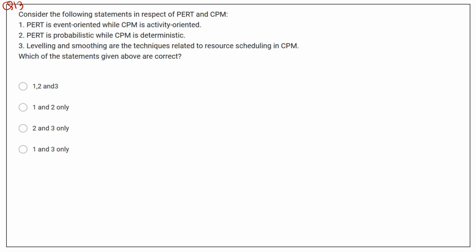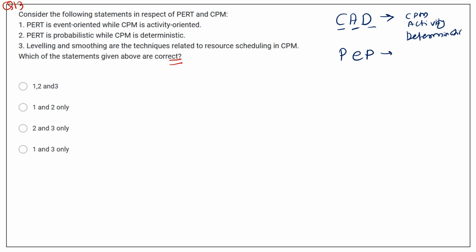Question number 13. Consider the following statements in respect of PERT and CPM. Consider these statements and next, which of the following given above are correct statements. So here the first statement is PERT is event oriented while CPM is activity oriented. There is one trick I mentioned in the previous video, that CAD and second is PEP. So here CAD is C for CPM, A for activity and D for deterministic.